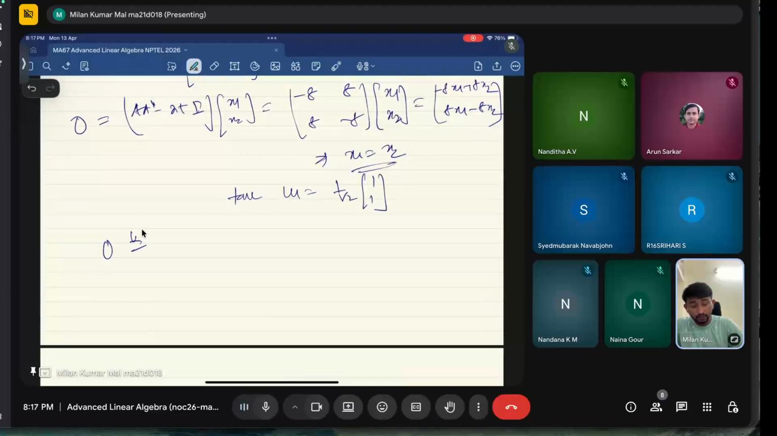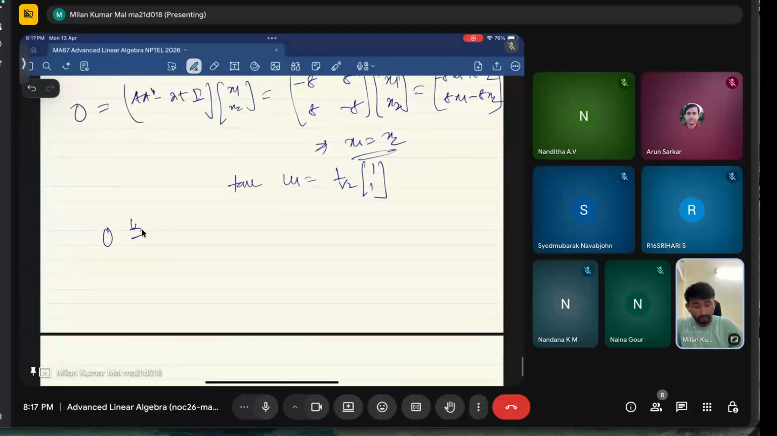Now let's obtain the eigenvector corresponding to the eigenvalue 9. A star minus 9 identity times x1, x2 equals 0. If we remove 9 from 17, that will be 8, and once again 8. Okay, good, 8, 8.